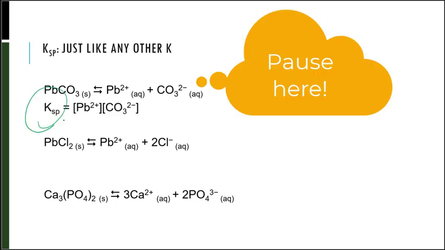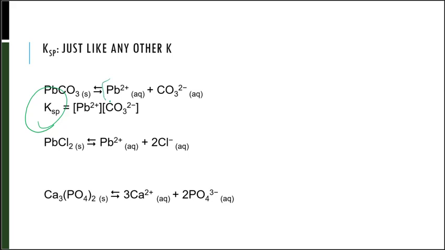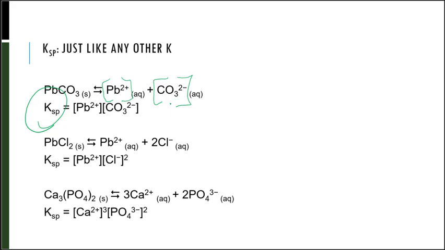This would be for lead carbonate. The KSP is equal to the concentration of our lead 2+ ions times the concentration of the carbonate 2- ions. This would be for the lead chloride, and this would be for the calcium phosphate.